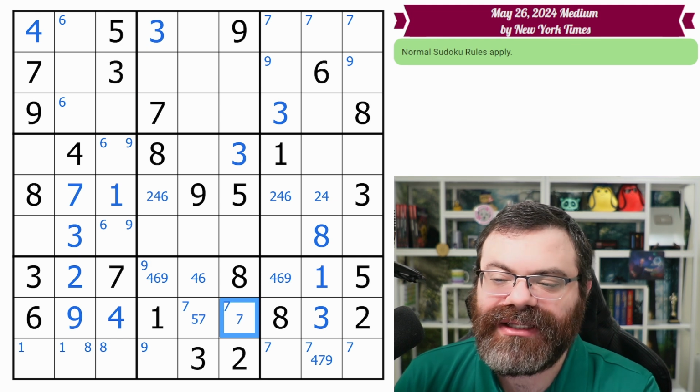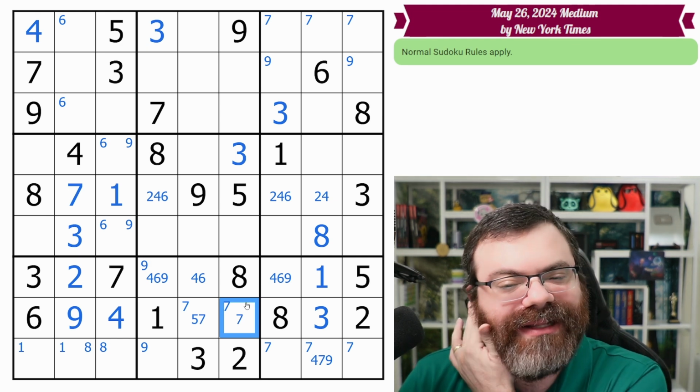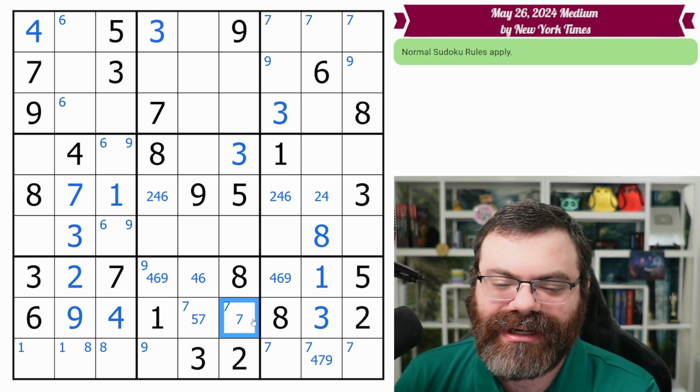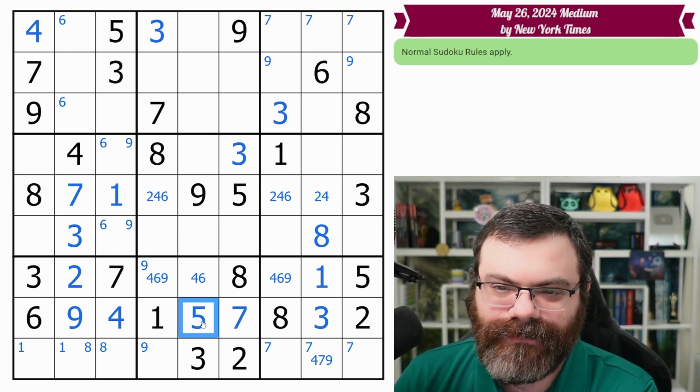And I'm going to stop explaining this so carefully for the rest of the solve, because otherwise the solve will take 2 hours, just explaining a naked single every single time it comes up, and you're going to get bored, and I'm going to get bored. Anyway, so this is a naked single 7, and that makes this a naked single 5.